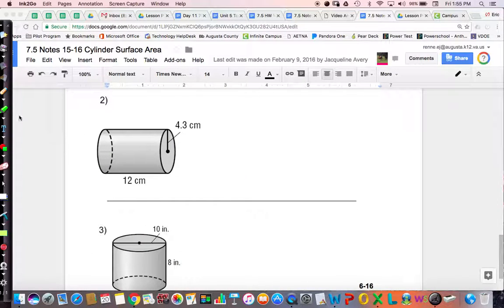So now it's tilted over, but it's still the same thing. So to find the radius, I'm looking at the circle, okay? So I notice that this goes halfway across, so I know that that's the radius. And remember, the height is from the top of the circle to the bottom of the circle. So even though this is tilted over, this is my height. So now I'm going to write the formula. Surface area equals 2 pi r squared plus 2 pi rh.